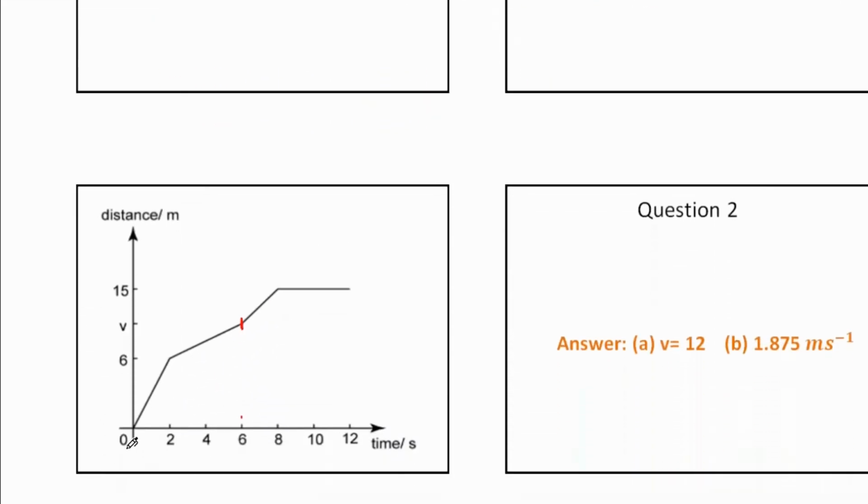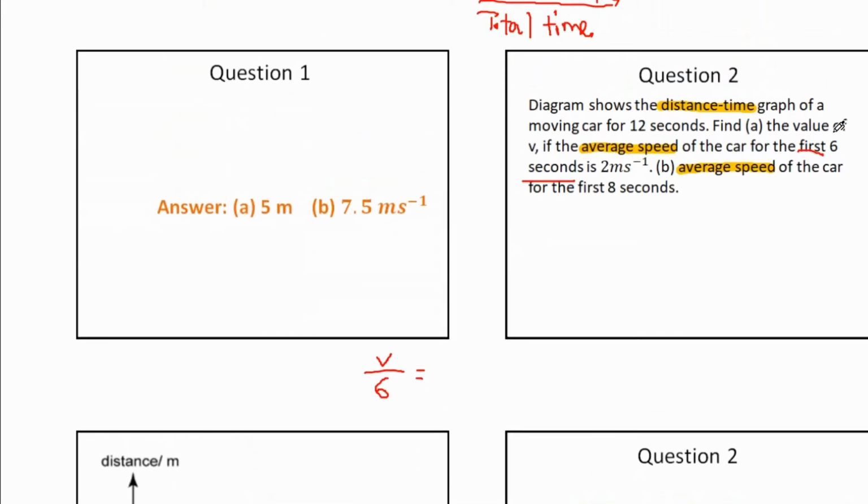Total distance. So what's the total distance traveled in these 6 seconds? V. So we write down V over total time, 6 seconds. V over 6 equals, you are given the average speed here, 2 meters per second, so equals 2. So V equals 12 meters per second.